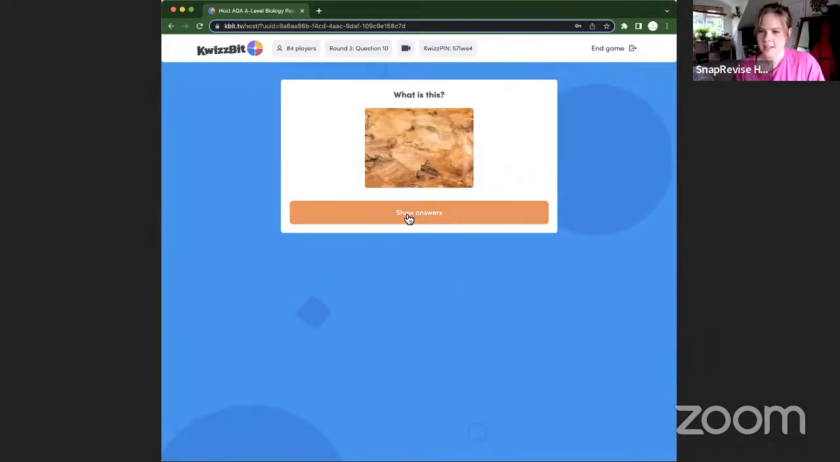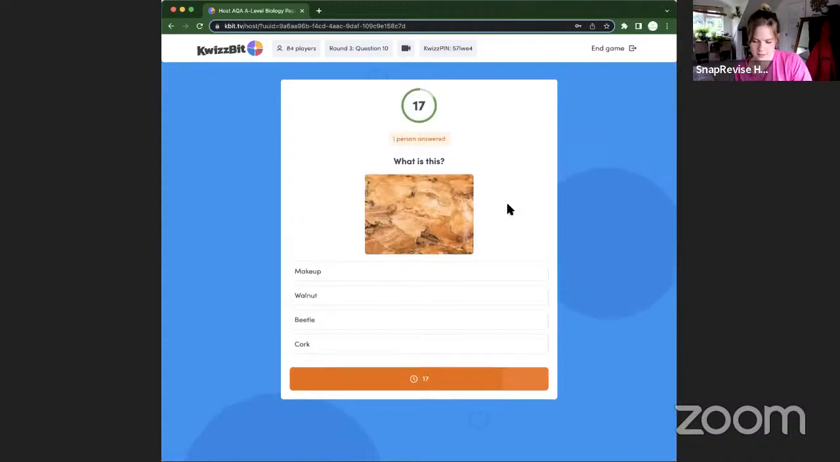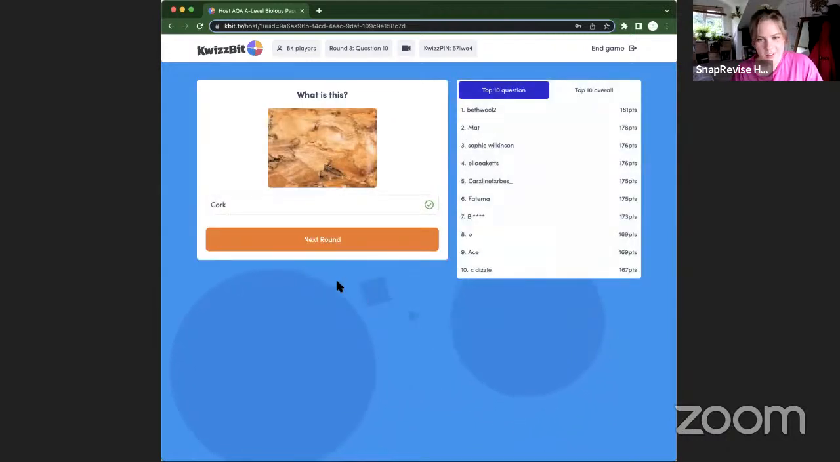Okay, last one. This one I think is the hardest one. Oh, a persimmon. That's a good guess, persimmon. Okay. That was cork. That was the trickiest one, I think.